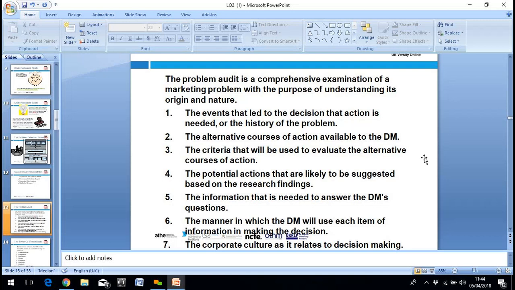The problem audit is a comprehensive examination of a problem with the purpose of understanding its origin and its nature. I gave an example on Monday of this wasn't exactly marketing, but it was partially involved in it. There were a number of people that were moving towards, in a company, putting their goods and services online. What they were finding was that people were going online, they were hovering over their information, but they weren't actually making a decision to buy.